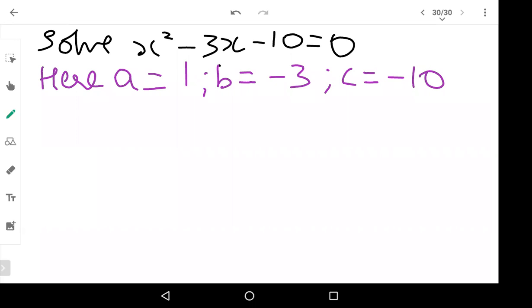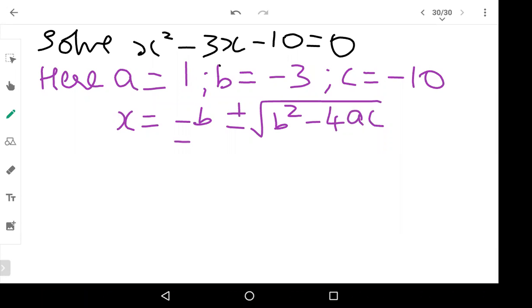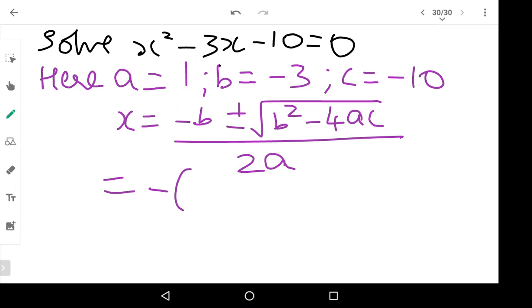Okay. Now, moving further, let us write the formula. It is compulsory to write the formula in every problem because this formula also carries marks. Okay, so what is the formula? x is equal to minus b plus or minus square root of b square minus 4ac whole divided by 2a. So this is the formula. Now let us solve this. What is minus b? Minus of minus 3.